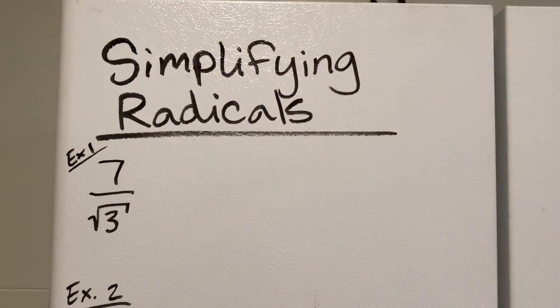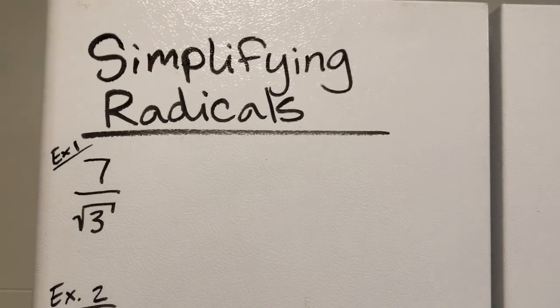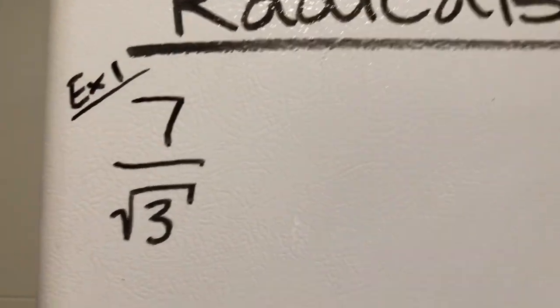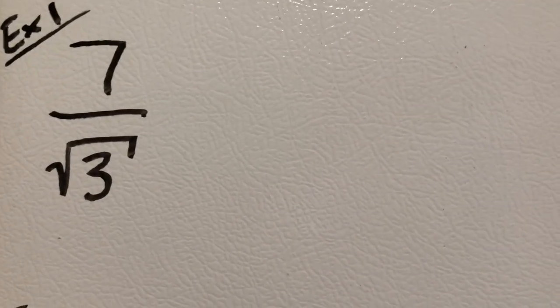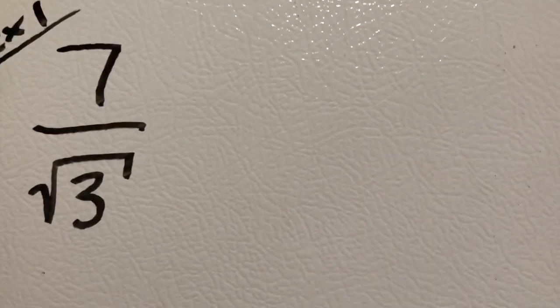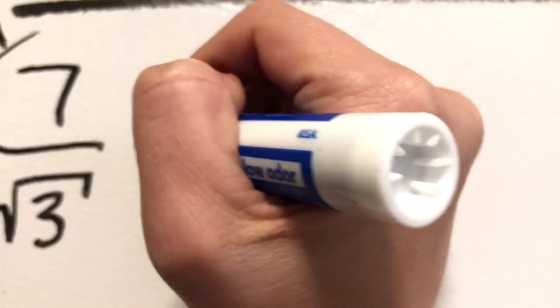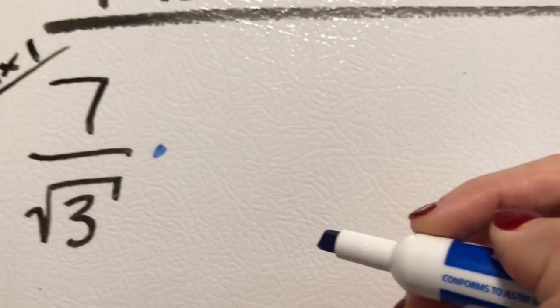Okay, so simplifying radicals when we have a radical in the denominator. Go ahead and write down example 1. We've got the 7 over radical 3. And the issue here is that we're actually not allowed to have a radical in the denominator of an answer. Or typically we don't want it in this form. So the way that we get rid of that radical 3 is that whatever that denominator is, we're going to multiply the top and the bottom by that.